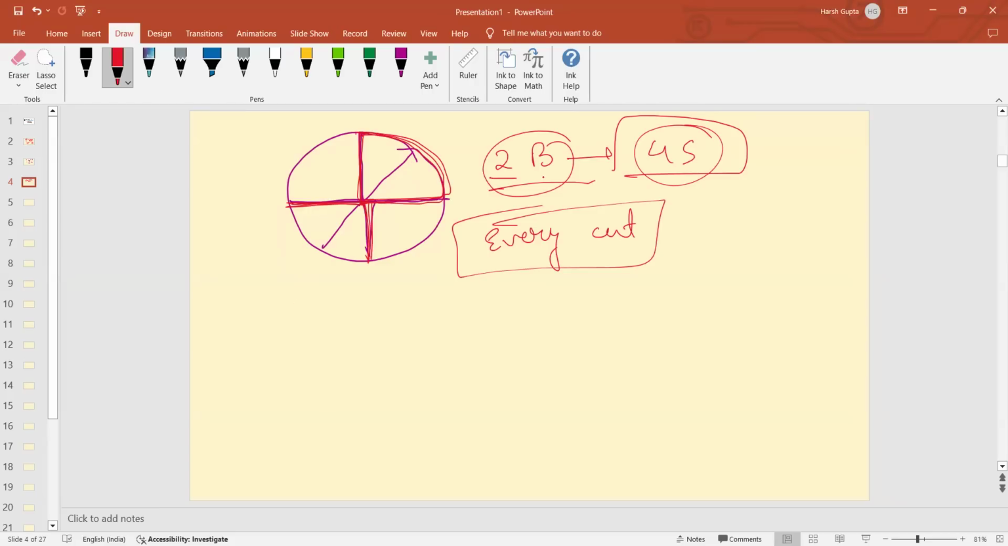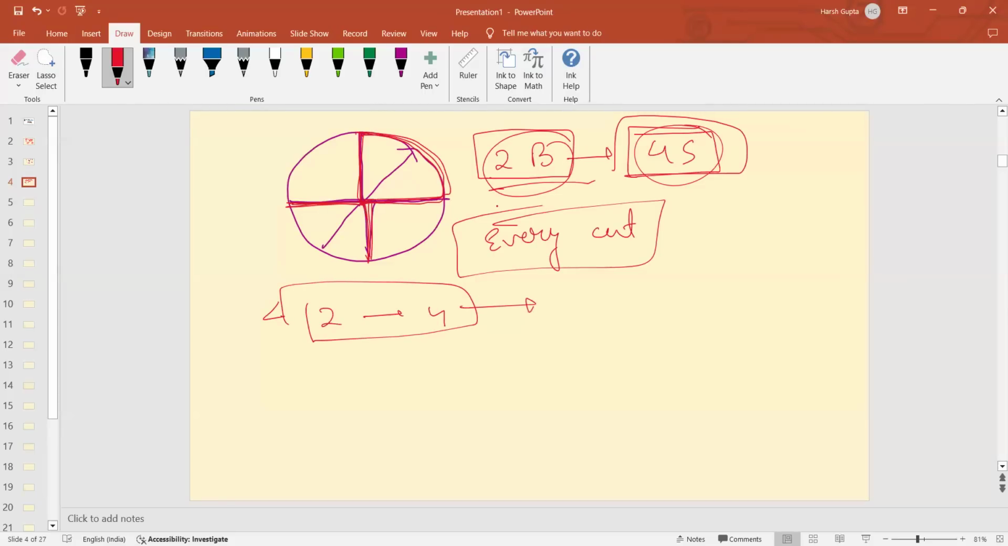Just observe one thing. There were two bigger slices. I increased them to four slices, four smaller slices. So how many slices actually changed? Earlier you were having two, now you have four. Yes, the dimensions vary, but the count of the number of slices only increased by two.